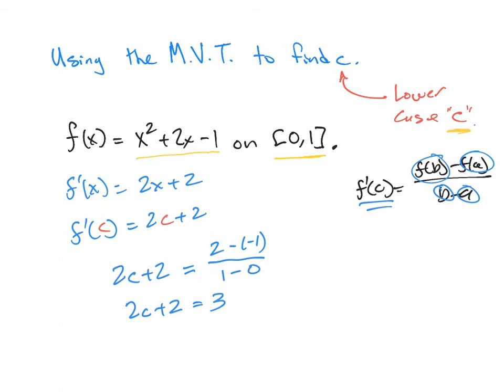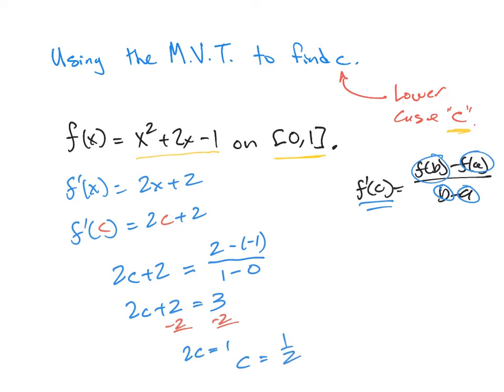And then I just solve for c. So I do minus 2 on both sides. You guys know how this goes. A little bit of algebra 1 there. And I end up with 2c equals 1. So c equals 1/2. Okay, so what have we found?